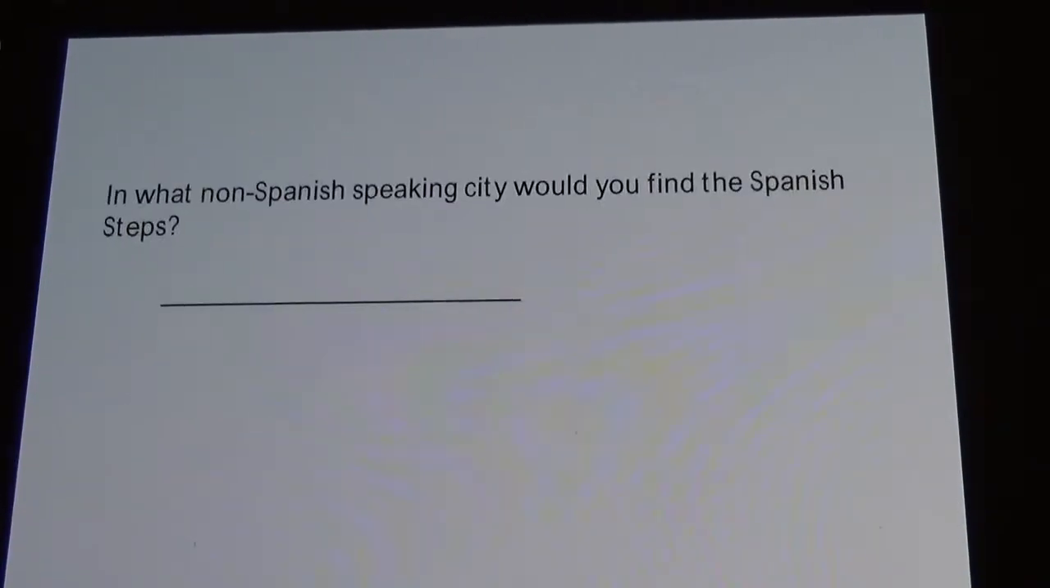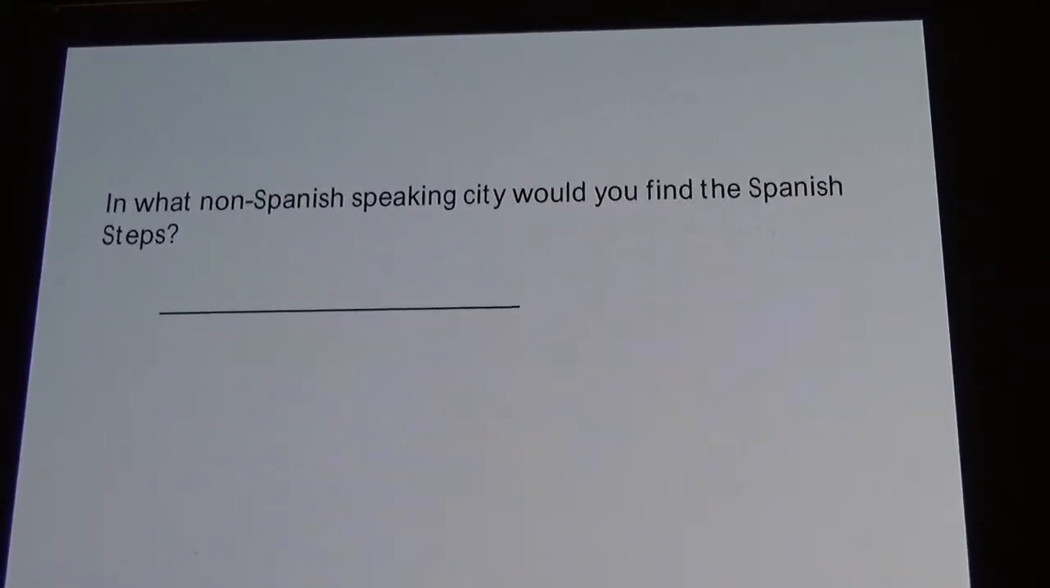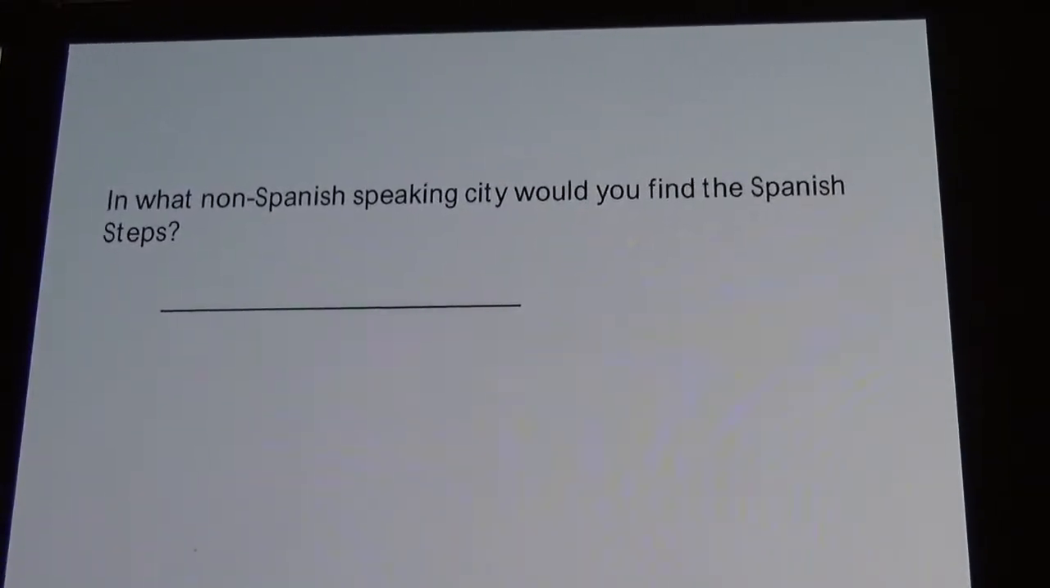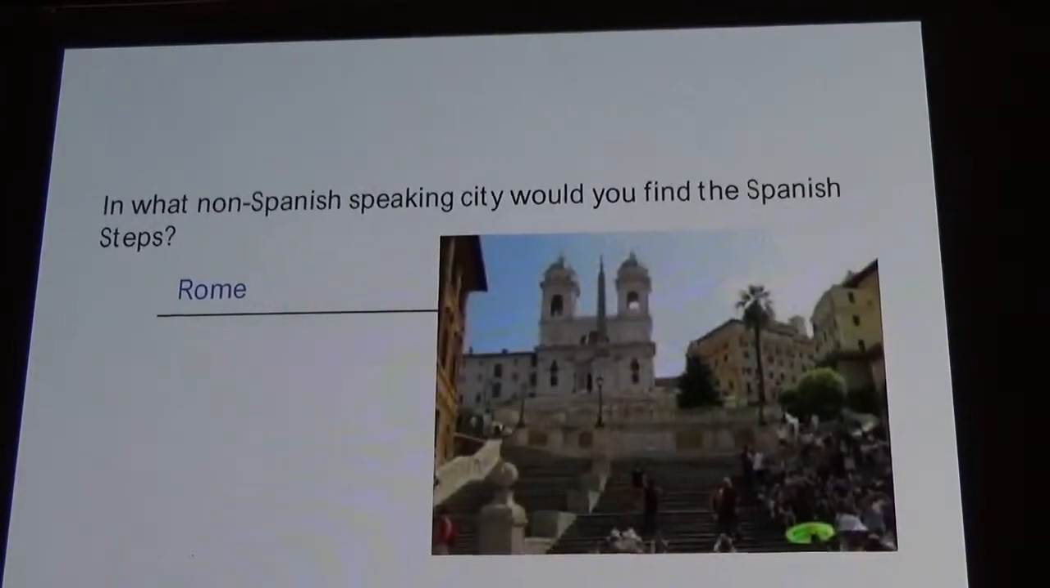In what non-Spanish speaking city would you find the Spanish Steps? Those are actually found in Rome. Looks like a beautiful place.